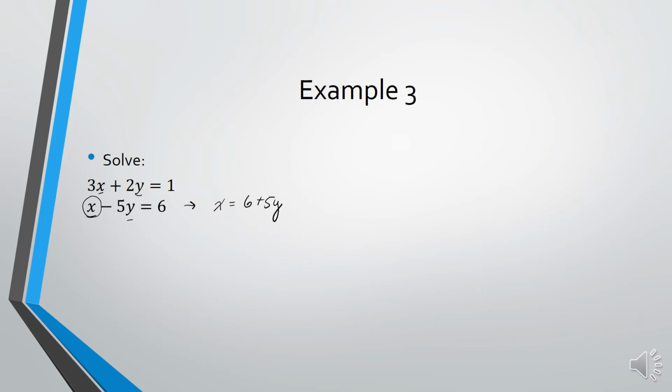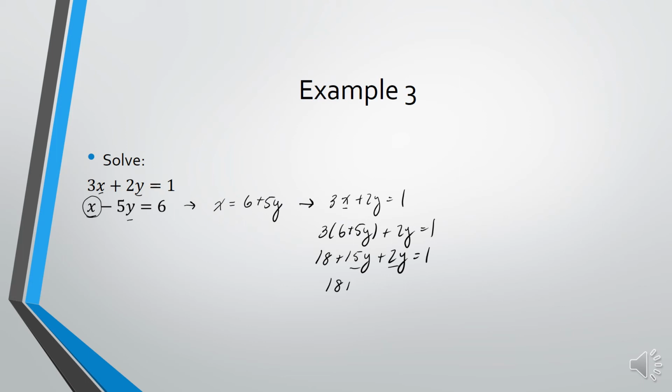Now that I've solved for one of the variables, I'm going to take that and plug it into my other equation. So instead of writing this x, I'm going to write 6 plus 5y. So 3 times 6 plus 5y plus 2y equals 1. So we'll distribute this 3 and get 18 plus 15y plus 2y equals 1. I'll combine my y terms. So 18 plus 17y equals 1.